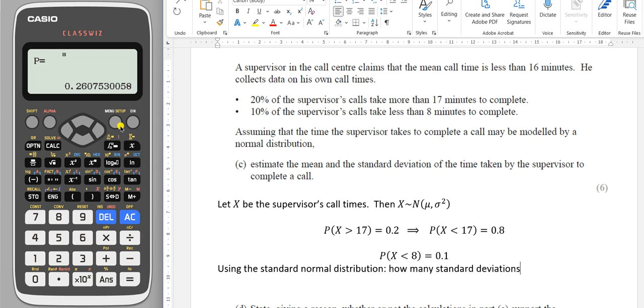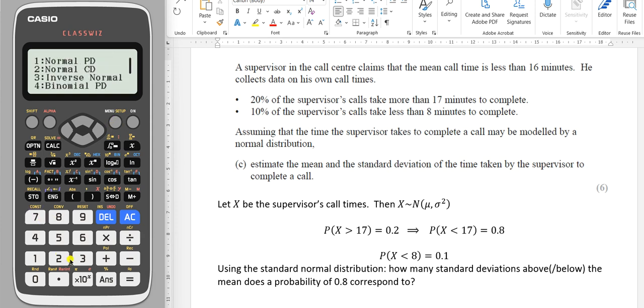How many standard deviations above, possibly below the mean does a probability of 0.8 correspond to? And we go to inverse normal. We put in the 0.8. We put in 1 and 0 for sigma and mu. It gives us 0.84 something. Well, I'm going to use 4 decimal places, 0.8416.